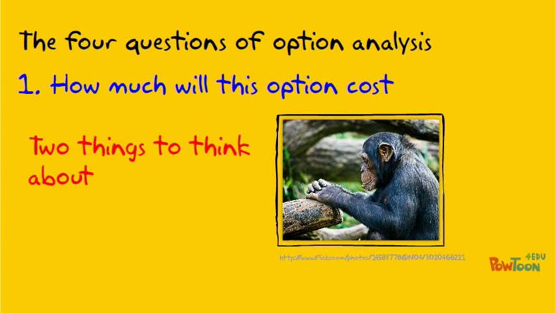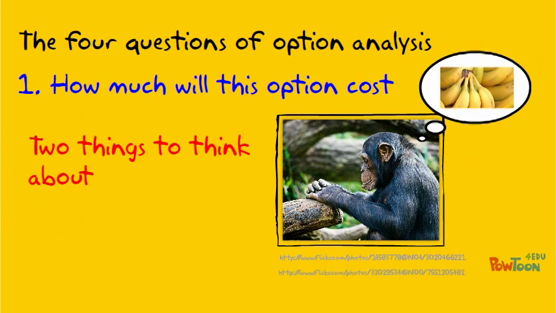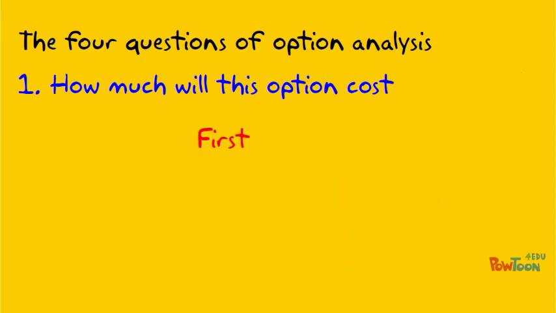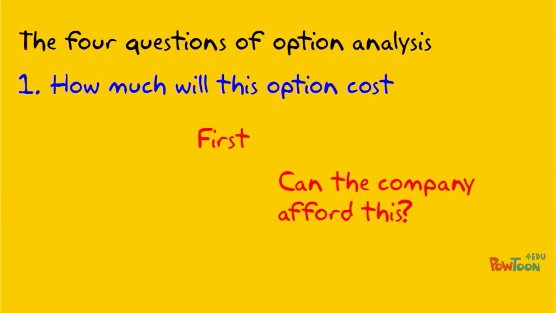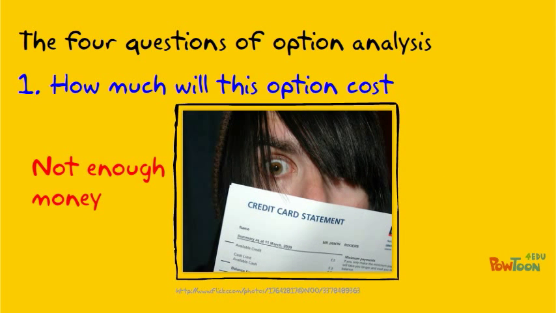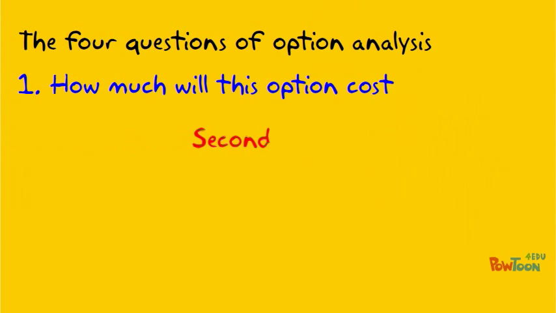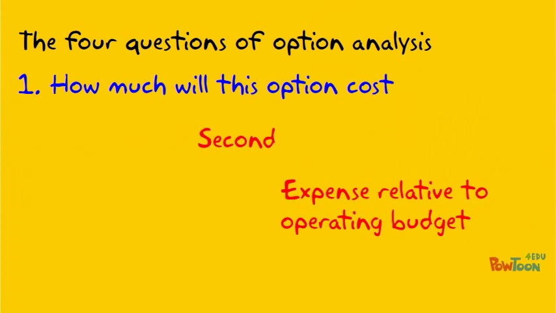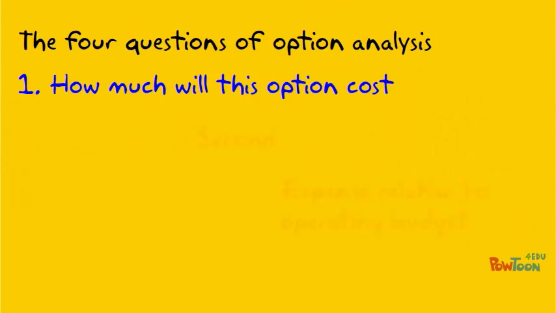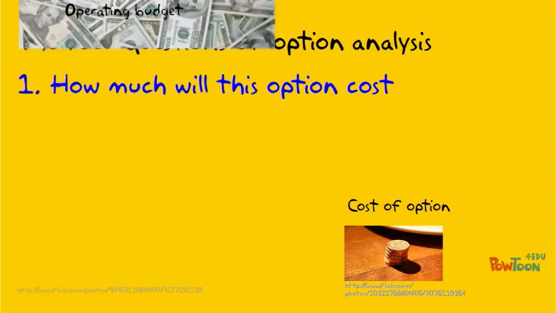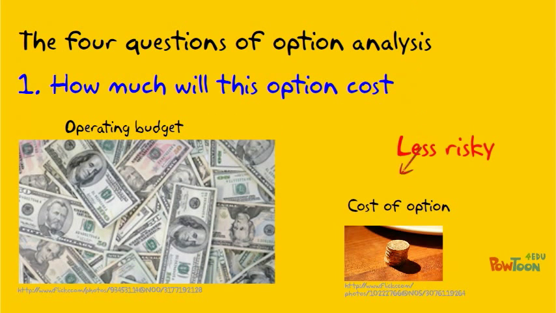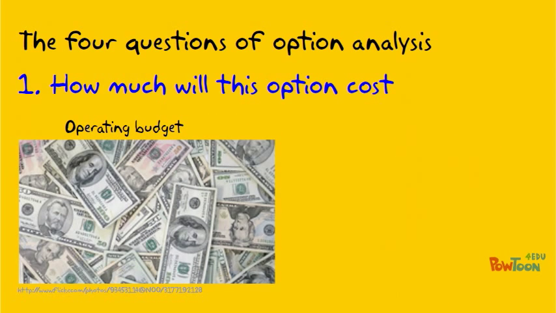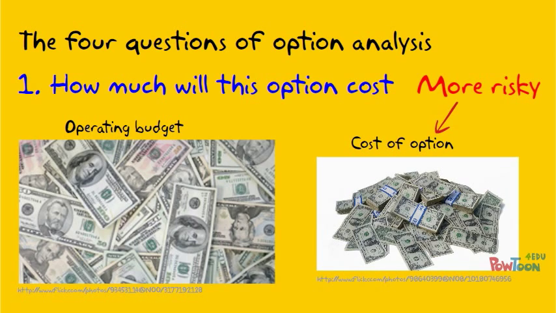Now, there are 2 things you should think about here when you're trying to figure out what the costs are. First, can the company actually afford this option? If the company does not have enough money to afford it, you might as well forget about it right away. Second, how expensive is this option relative to the company's operating budget? If the option costs relatively little compared to the operating budget, then it is less risky than if the option costs a large percentage of the operating budget.